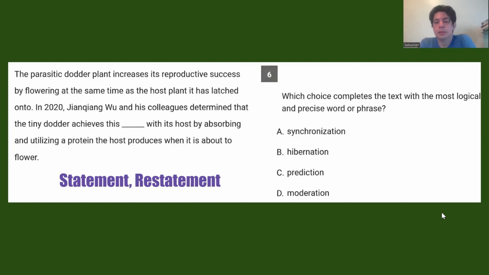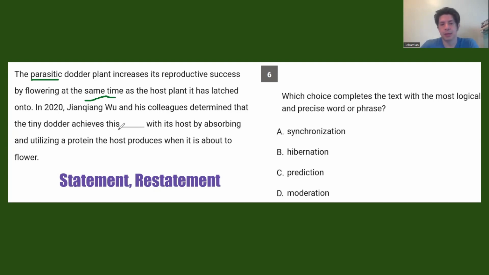Okay. So we have synchronization, hibernation, prediction, and moderation. So it achieves what? So it's statement, restatement, right? The parasitic. So that's kind of a negative connotation word. Introduces its reproductive success by flowering at the same time. That's an important adjective, right? Same time.